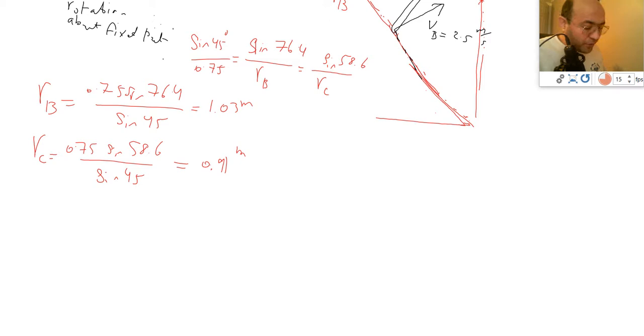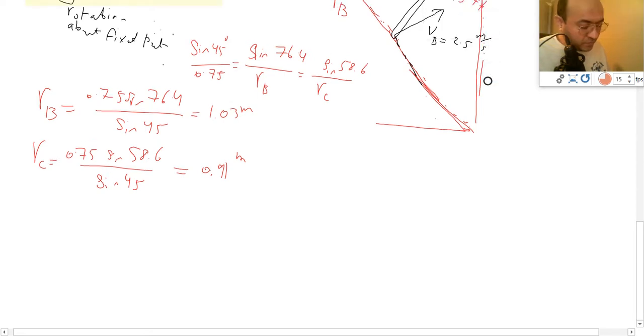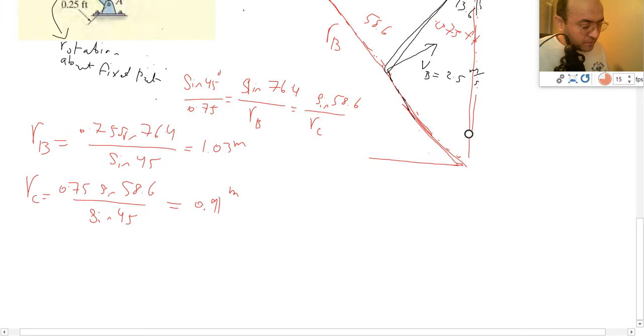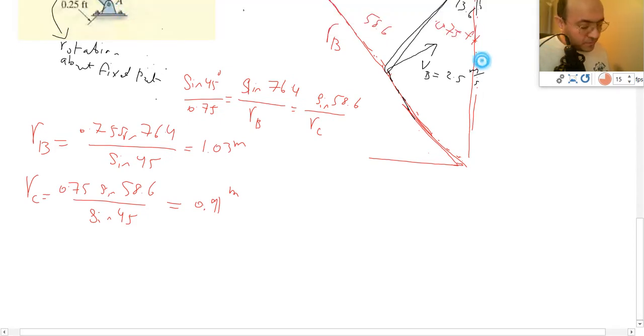So now I know RB, I know RC, and then we already know the velocity of point B that we calculated last time, and that velocity was, just scroll up a little bit, yeah, that velocity was 2.5 feet per second. The unit is feet per second, not meter per second.